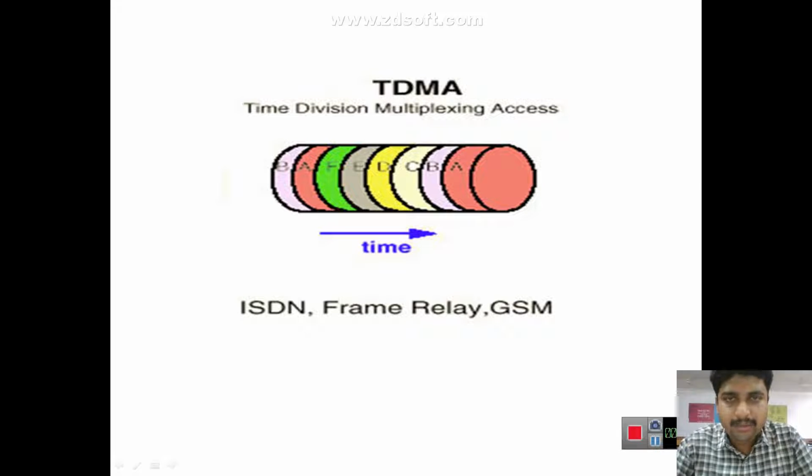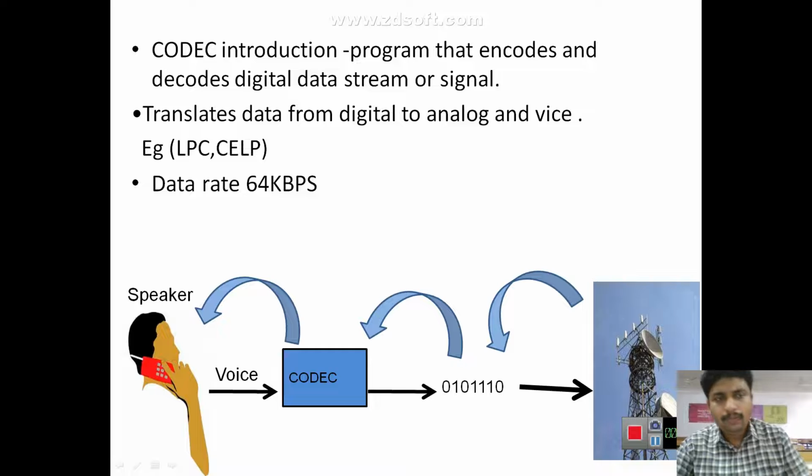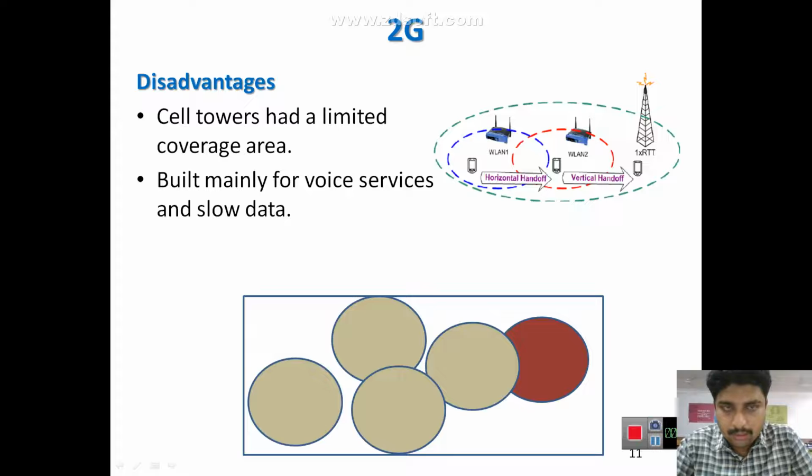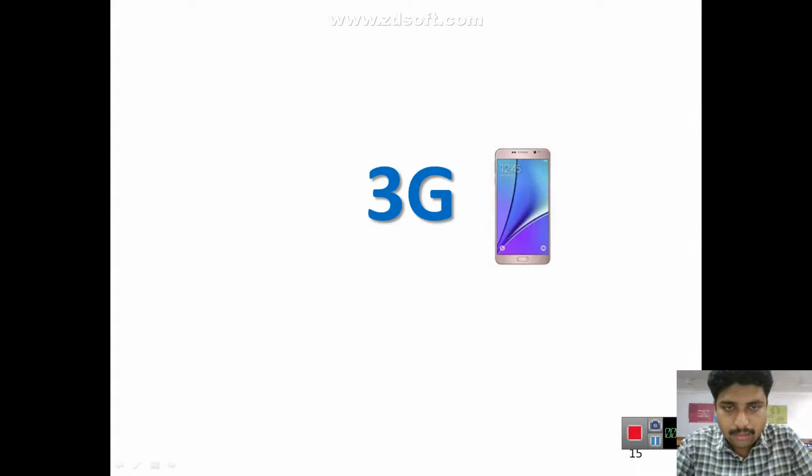That is the main purpose of TDMA. Next here I am going to use ISDN, frame relay, GSM. Next, what is the advantage of 2G? Here the digital voice encoding, which allows digital error checking, that is the advantage. It increases the sound quality and lowers the noise level. Okay, next we are going to see about 3G.